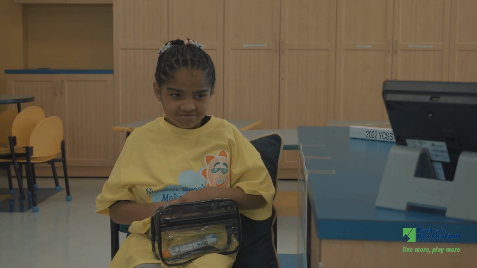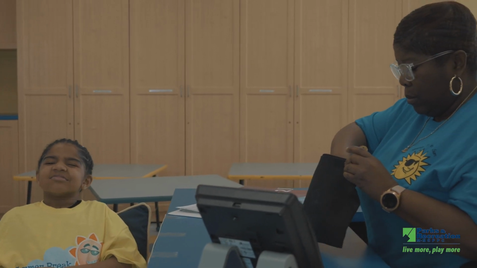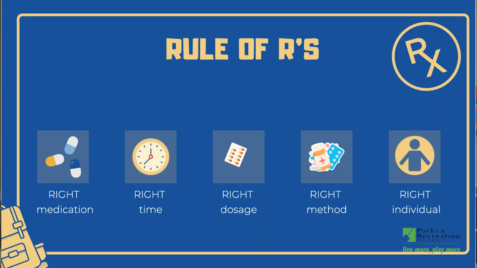If there's a situation developing at camp, another staff should be responsible for managing it while you're supervising the self-administration process. Remove the medication from the lockbox. Never take your attention away from the medication or leave it unattended. Assure the R's: right medication, right time, right dosage, right method, and right individual. Compare the medication label to the medication log.